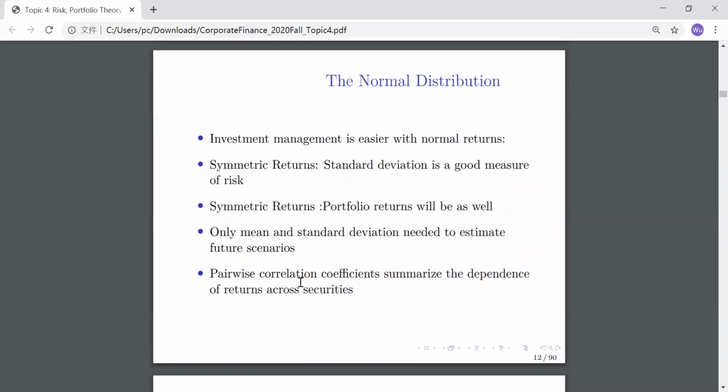Also, we can just calculate the pairwise correlation, and it will summarize the dependence of returns across securities, because we assume that the returns of all individual securities follow this normal distribution. In that case, if we want to capture the dependence of returns across securities, we can use pairwise correlation, and it's very straightforward. It only depends on the two parameters, mean and standard deviation.